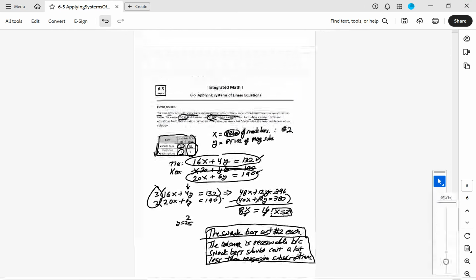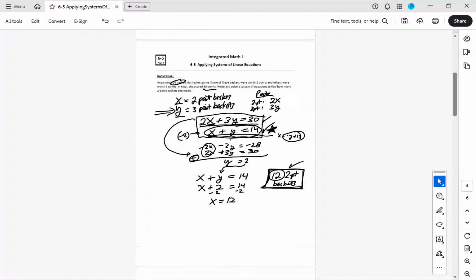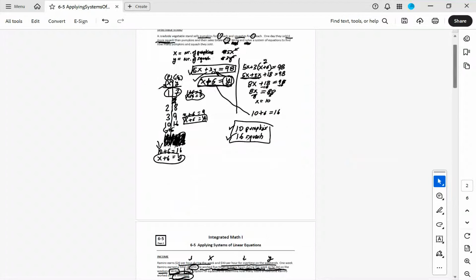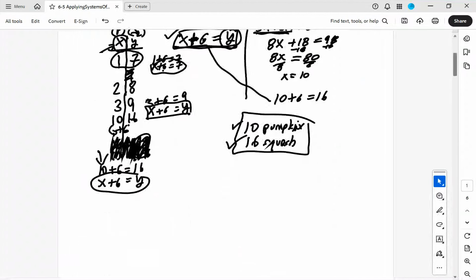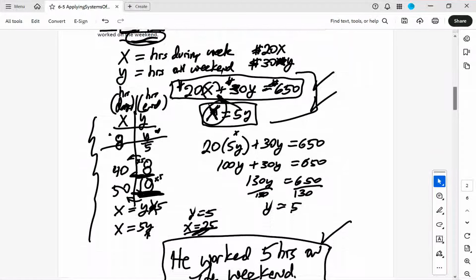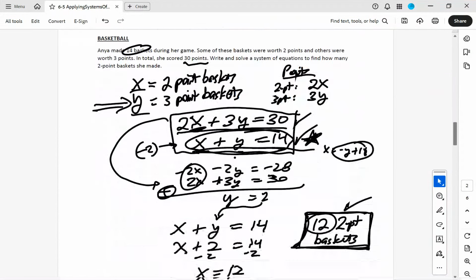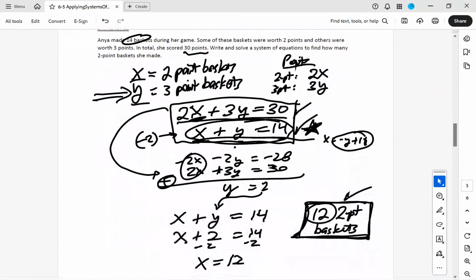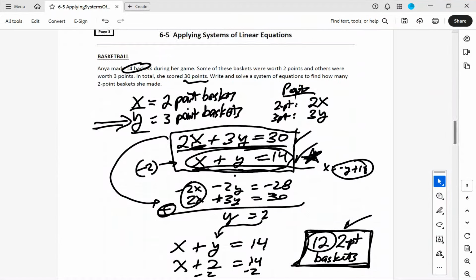If you think about what each of these show in the two videos, the first one is about the pumpkin and squash, and that one and Ramiro and his overtime are pretty much the same idea. You just had to write one equation, sometimes adding, sometimes multiplying, so one of them will be based on the other thing. And then we come down to making baskets in basketball. Even a simple thing with 2-point baskets and 3-point baskets can be an X and a Y, and they add up to a certain number of baskets, and then the number of points adds up separately.